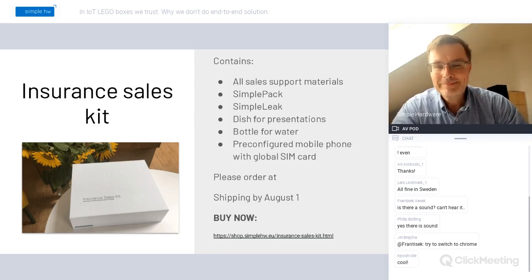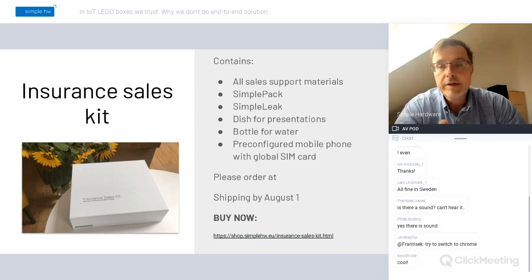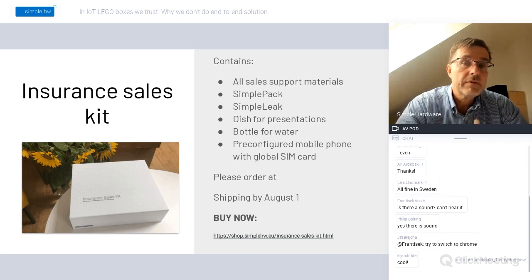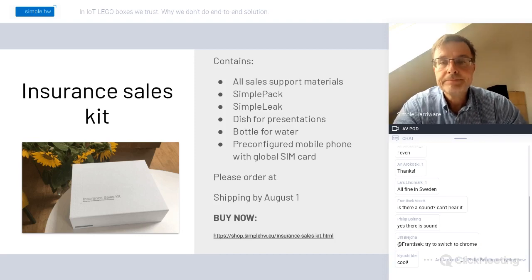If you have any comments, how do you like the concept of the Lego boxes? Do you think that end-to-end sales is far more important than what I was presenting? If you have any comments, I would appreciate them.